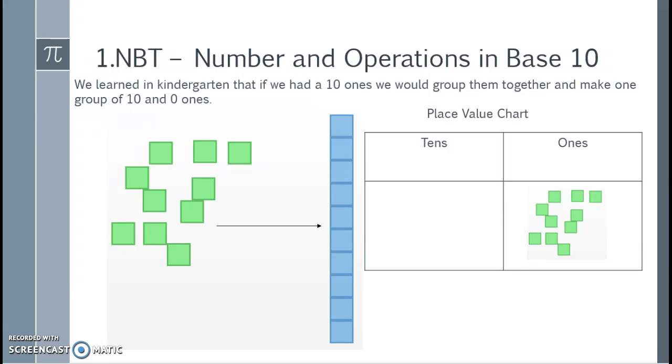We can extend this idea using the place value chart. So I've put my 10 ones into the ones column here. And I'm going to circle them because I have 10 of them and move that 10 into the tens column and create an individual long or group of 10.